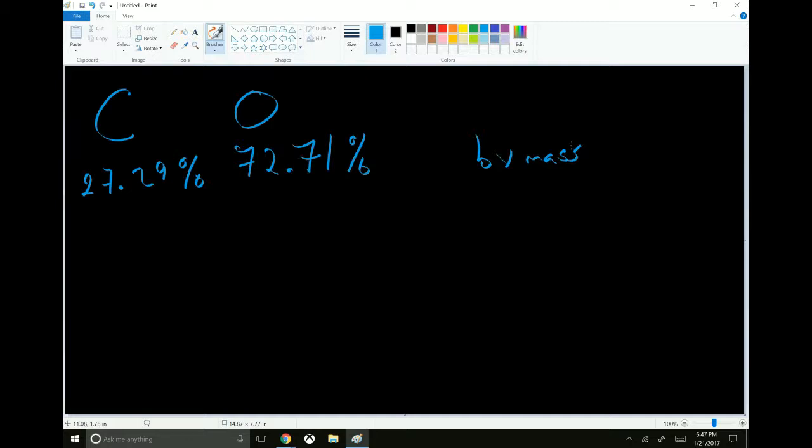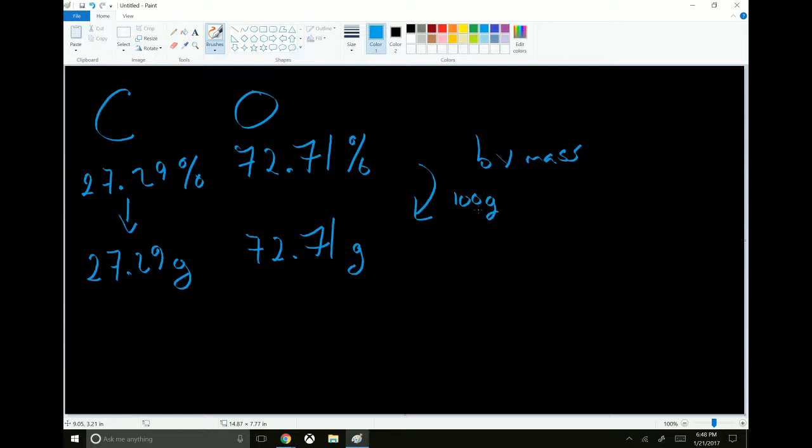All right. So, given that, how can we find our empirical formula? Well, first you just assume, hey, I have 100 grams of this stuff. Well, 100 grams, 27.29% of 100 grams is 27.29 grams. And 72.71% of 100 grams is 72.71 grams. Straightforward. Okay.